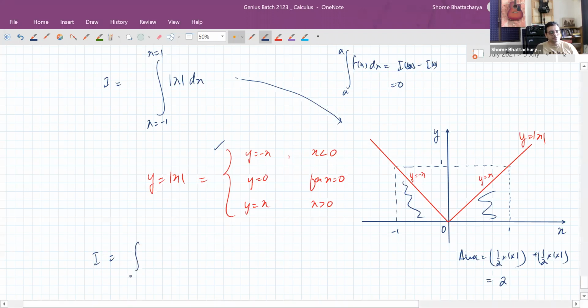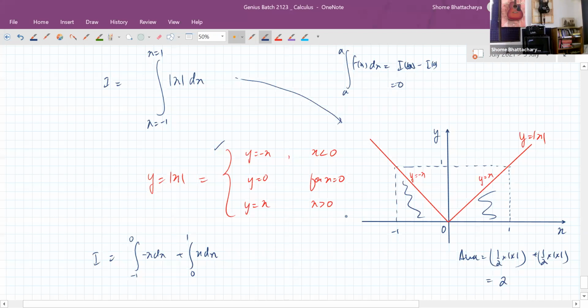So we'll have to split the limits from -1 to 0. But from -1 to 0, what is mod x? It is minus x. And then from 0 to 1, what is mod x? It's x. Understood? Yes, sir. Now proceed and put the limits, you will get the same answer.